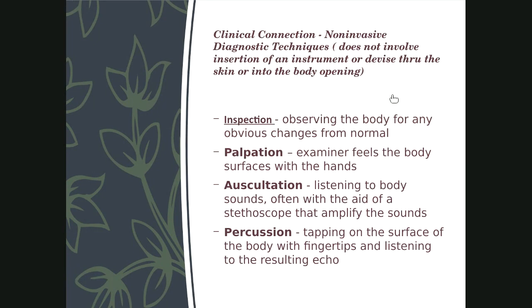Auscultation means listening to the body for sounds, often with the use of a stethoscope to amplify these sounds. What can you listen to? Obviously the heart, lungs, and the abdomen. The fourth one is percussion. Percussion is a similar process where you're listening for sounds, but this is where you're tapping the surface of the body with your fingertips, listening for an echo in these regions, such as against the abdominal cavity or the lungs.